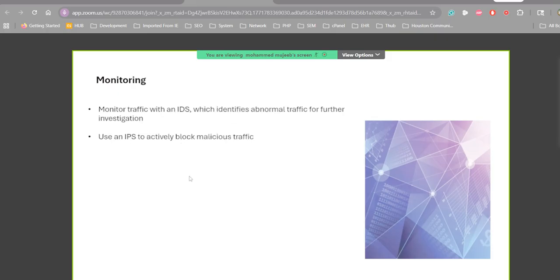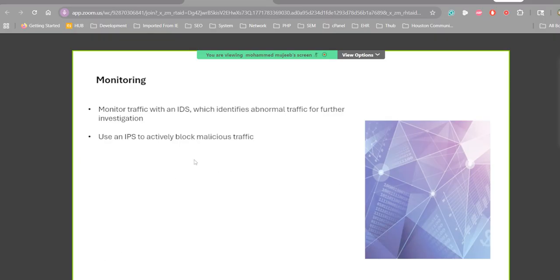Monitor traffic with an IDS, which identifies abnormal traffic for further investigation, like we discussed. You can also use an IPS to actively block malicious traffic. IDS is to identify, IPS is to block malicious activities. So these are two different tools. One is to identify, one is to block. So you can use both tools together.